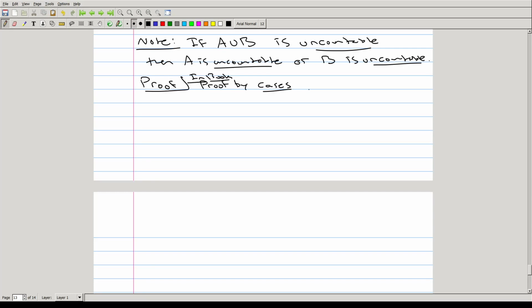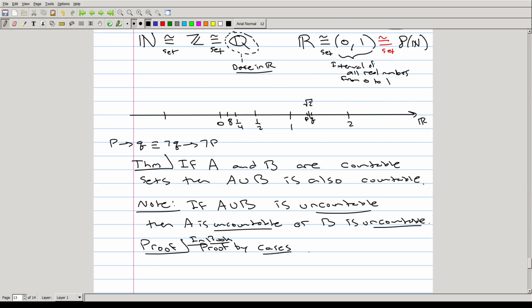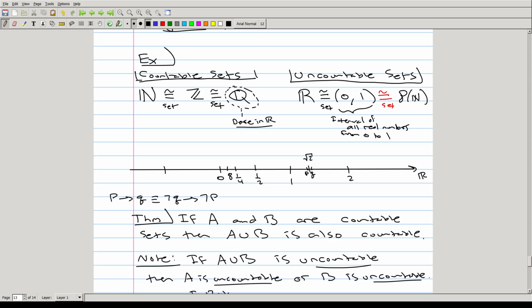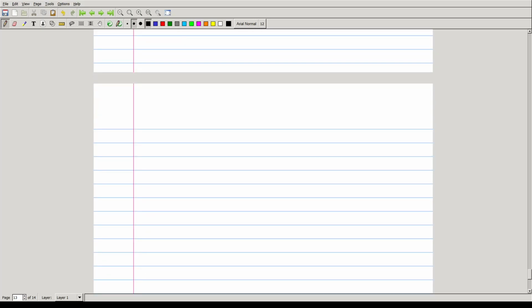So what I want to do right now is go through and show some of these bijections, and show that it's relatively straightforward for certain sets to show countability versus uncountability. So we'll start off by showing that the set of all rational numbers is a countable set.